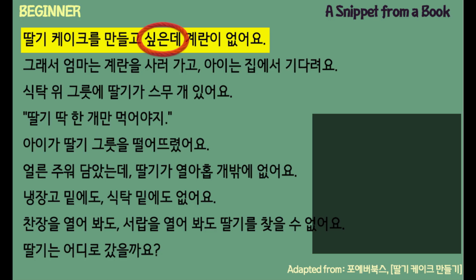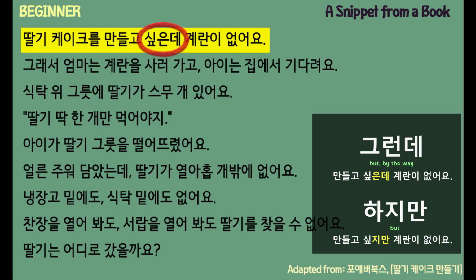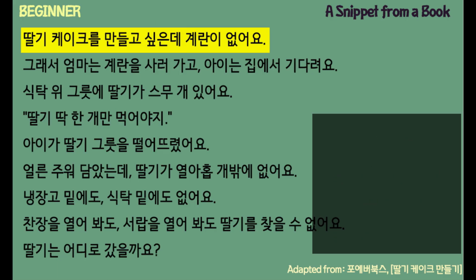Now let's look at the connector 근데. It is derived from the word 그런데, which means but or by the way. It functions like but or however to connect two parts of a sentence. You might also know 지만, which is derived from 하지만, also means but. If we change the sentence using 지만, 딸기 케이크를 만들고 싶지만 계란이 없어요. Both sentences express contrast and they mean the exact same thing. But when you want to sound a bit softer, like when you are turning someone down, 근데 sounds much gentler and less direct. That's why you will hear 근데 used more often in everyday conversations.